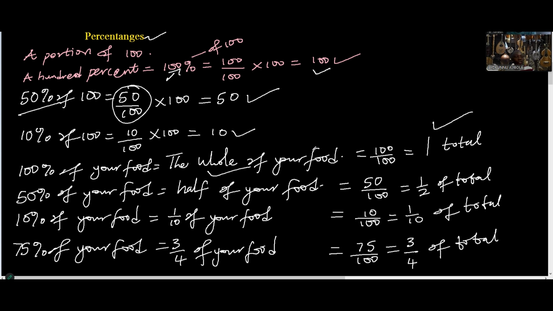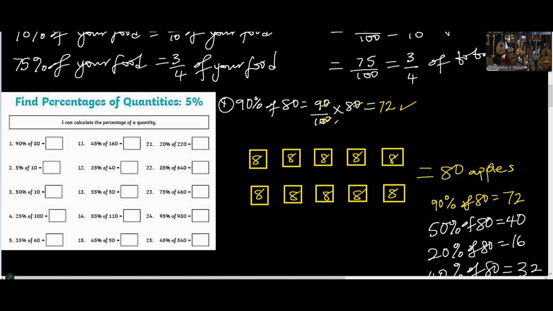That means you should divide 120 into 4 and pick 3. So 30, 30, 30, 30. That's 120, right? Three of them is 90 because 30 times 3 is 90. Okay, let's now go back to what we're talking about.